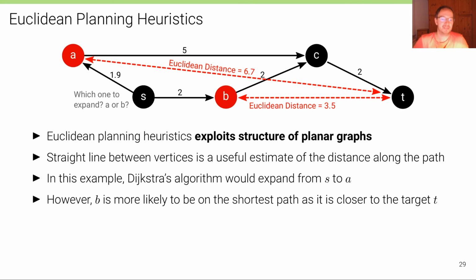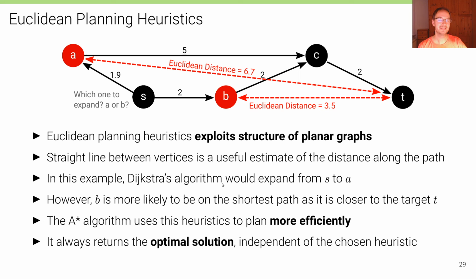So it doesn't know that B is more likely to be on the shortest path as it's closer to the target T. The so-called A-star algorithm that we're going to introduce now uses this heuristic to plan more efficiently. And the nice thing about this algorithm is that it always returns the optimal solution, independent of the chosen heuristic.